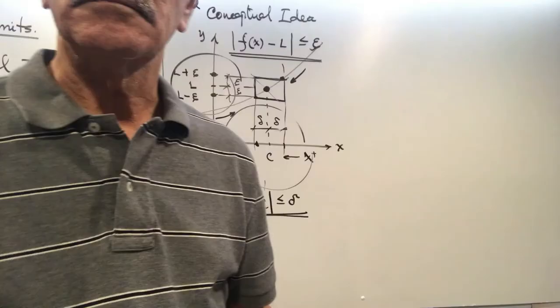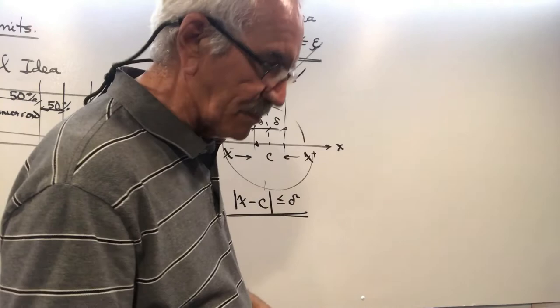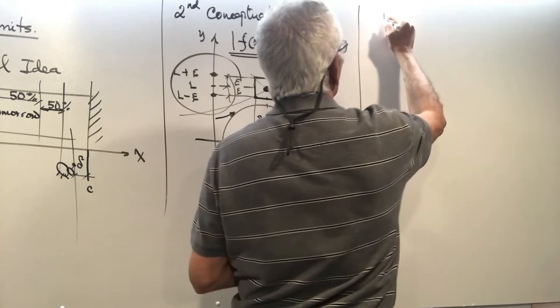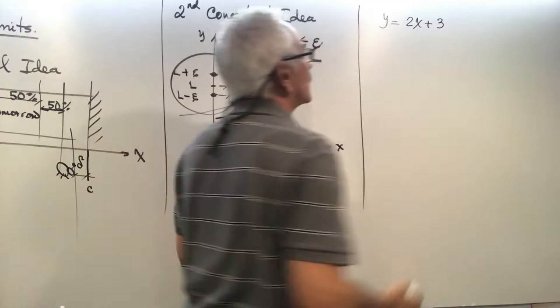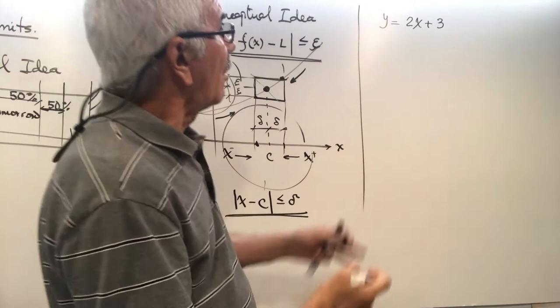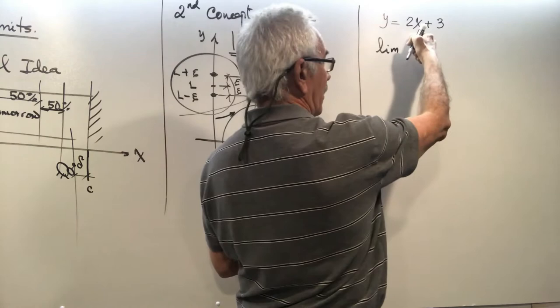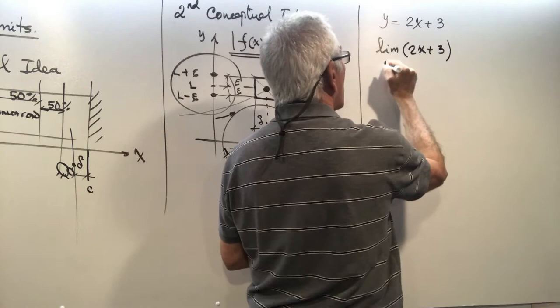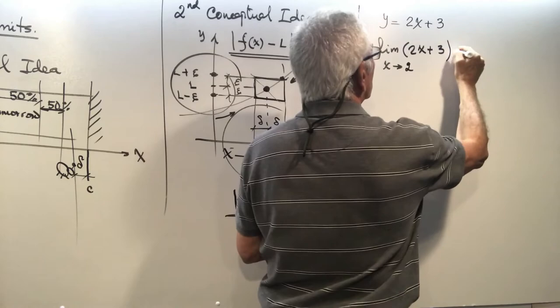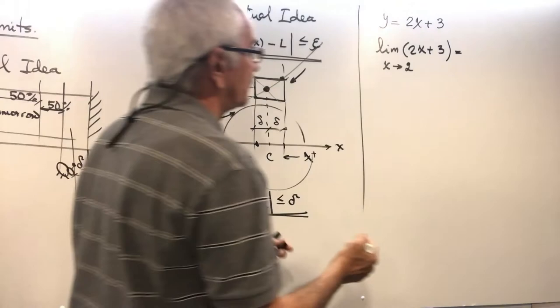So now let's see some simple examples. The first one, let's suppose that we have a function y equals 2x plus 3. First of all, let's analyze what that is, because we have to solve the question: the limit of the function, which is 2x plus 3, when x goes towards, for example, 2. 2 is equal to what? Let's do that analysis.